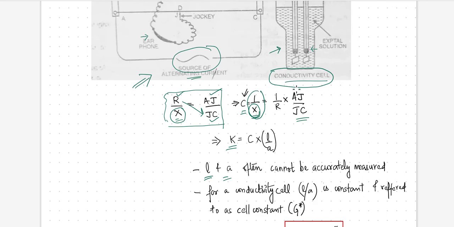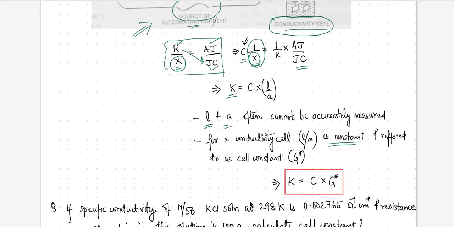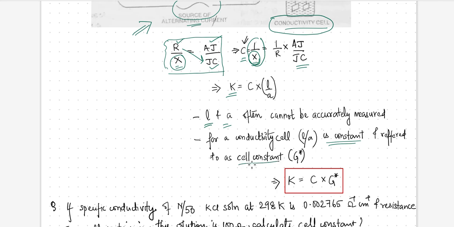But you should know that it's not always possible to measure L and A accurately for these platinum electrodes. So the more appropriate term that we use is the ratio L by A, which is constant for a particular conductivity cell. Depending upon which conductivity cell you use, the L by A ratio is constant and known. This L by A ratio is what you refer to as the cell constant, and you represent it using the letter G star.